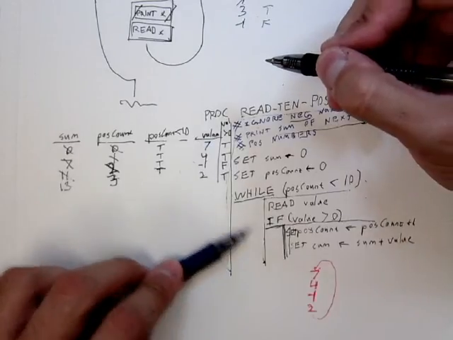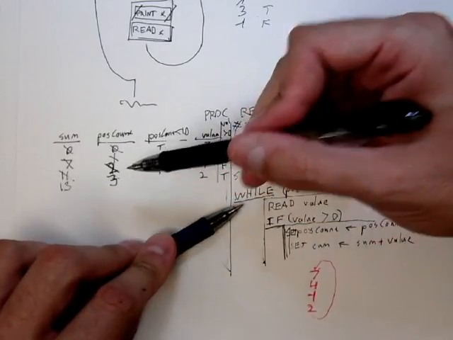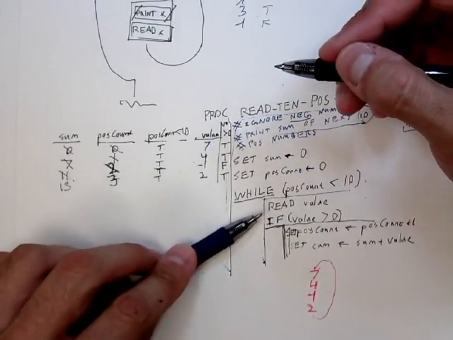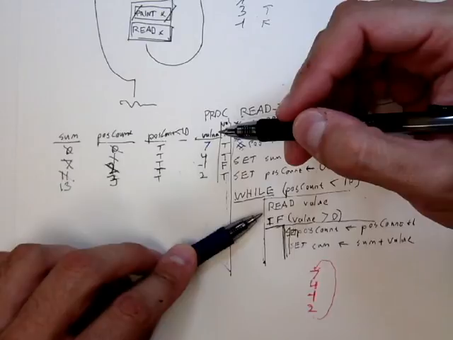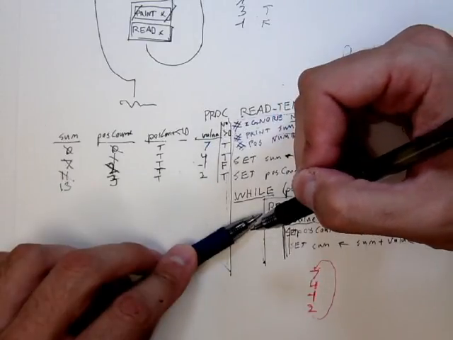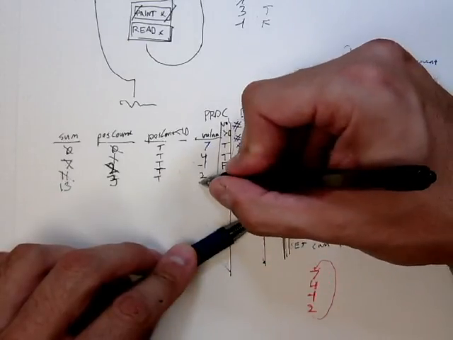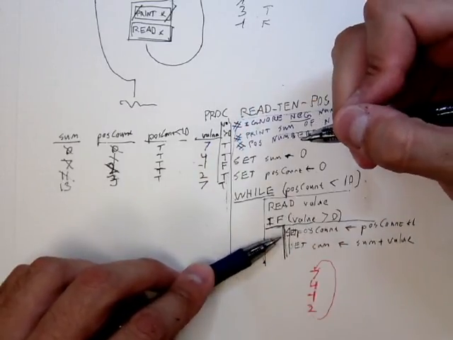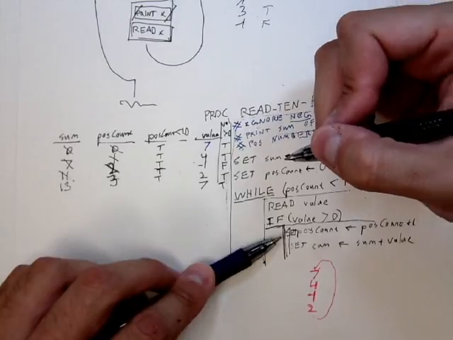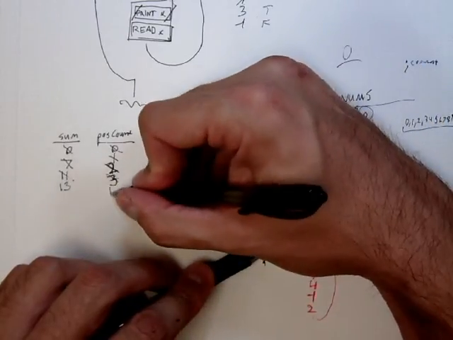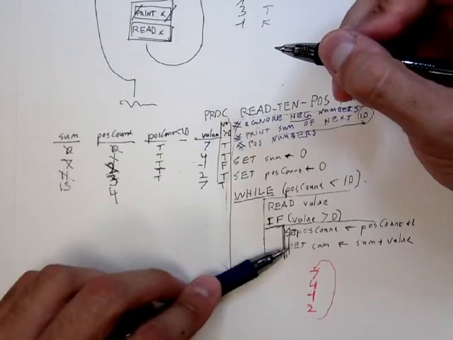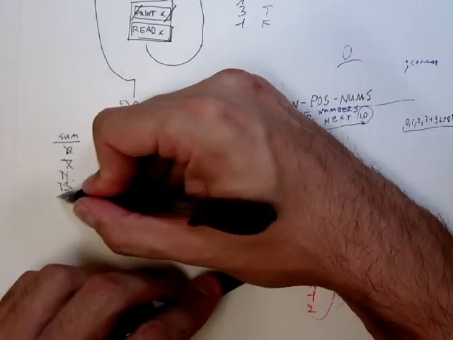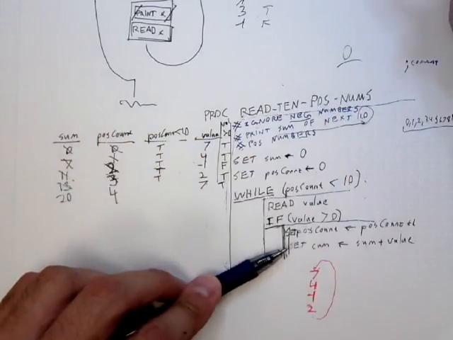And we go back up to here. Pos count is 3, which is less than 10. We read in value, and value is going to be a 7. We check if value is greater than 0. That's true. We set pos count equal to pos count plus 1. That becomes a 4. Sum equals sum plus value. That's a 7, so this becomes a 20. Right? We're out of here.